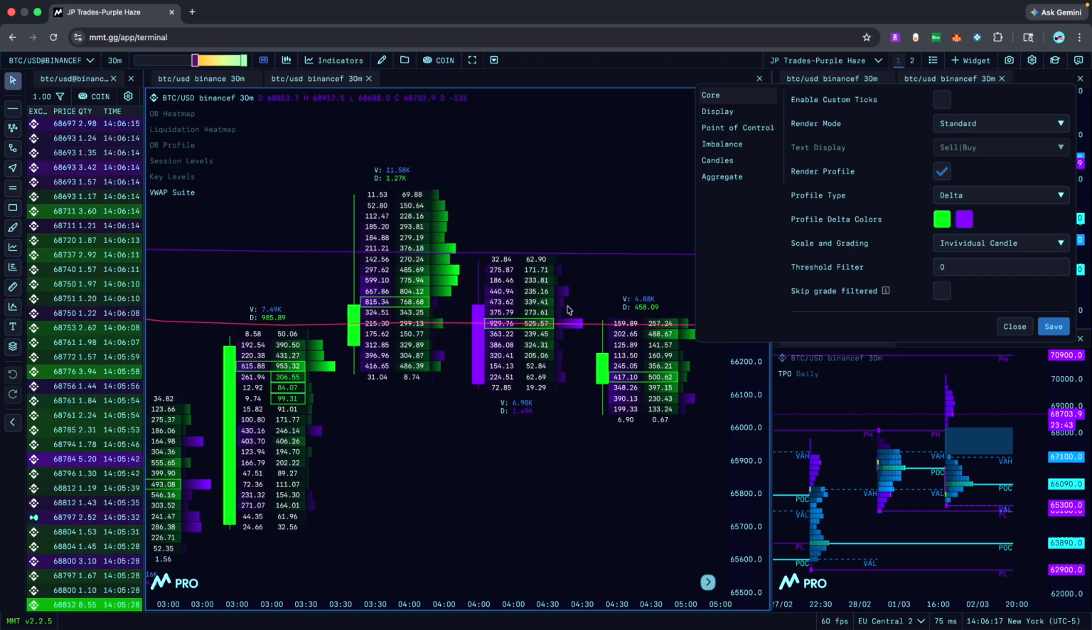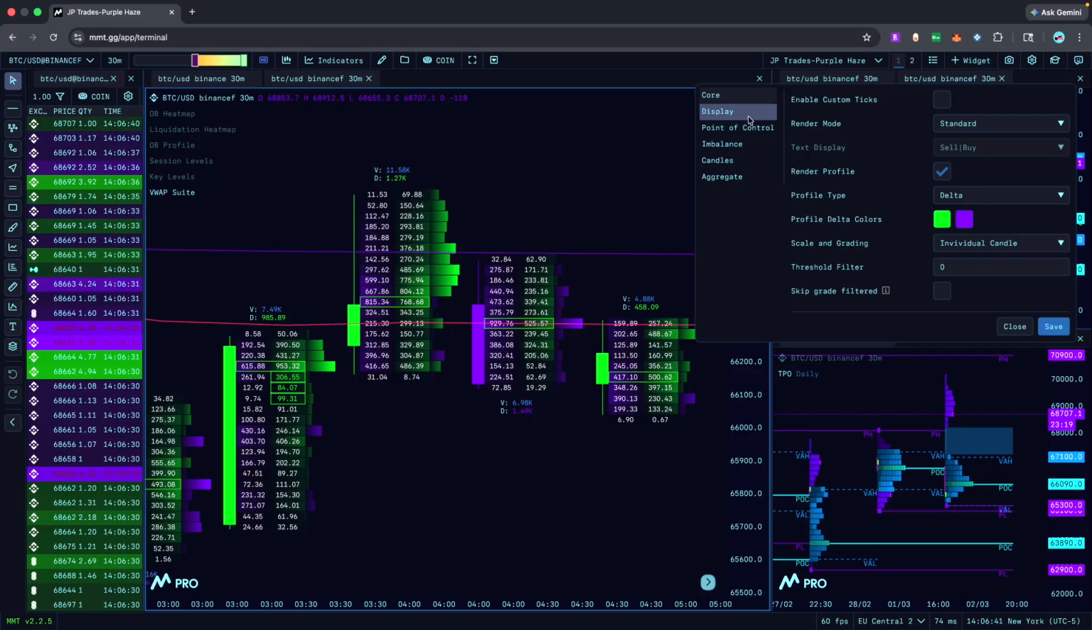So if market buys exceed market sells, delta is positive. If market sells exceed market buys, delta is negative. So rendering delta this way allows you to see where aggression was concentrated inside each candle. And this measures pressure, not direction. So next, we set the scale and grading to each individual candle.